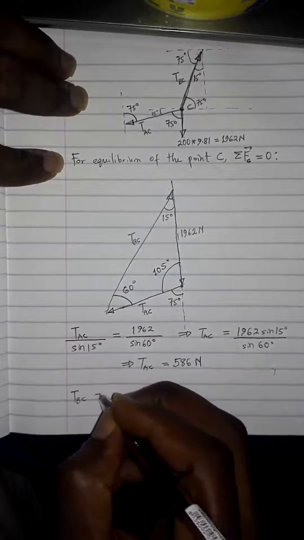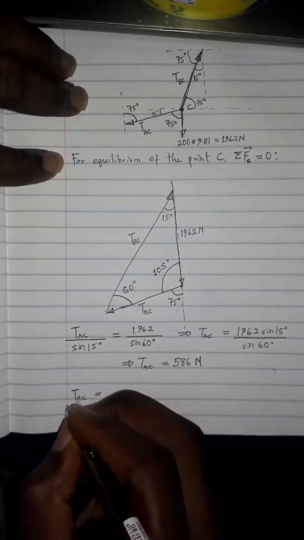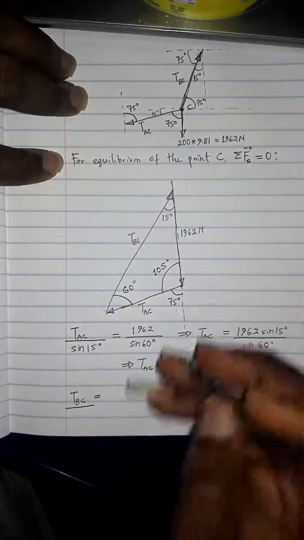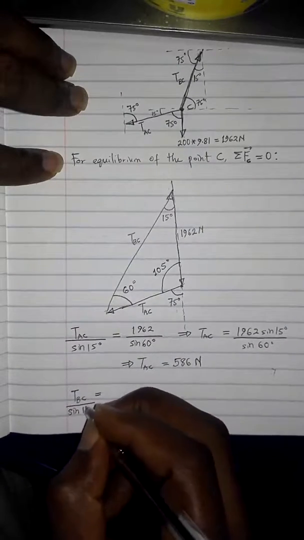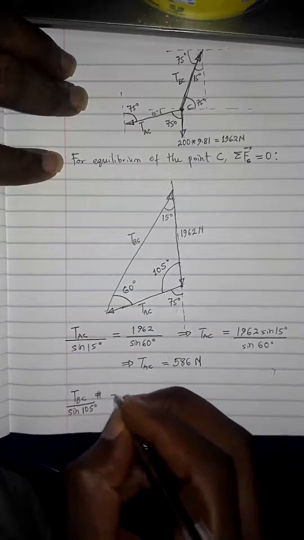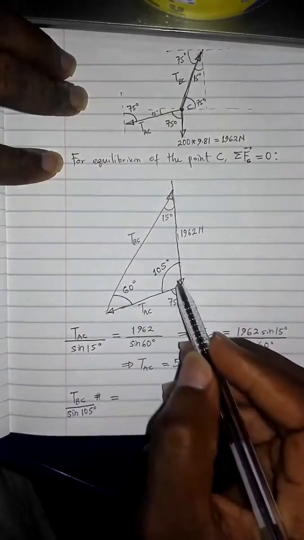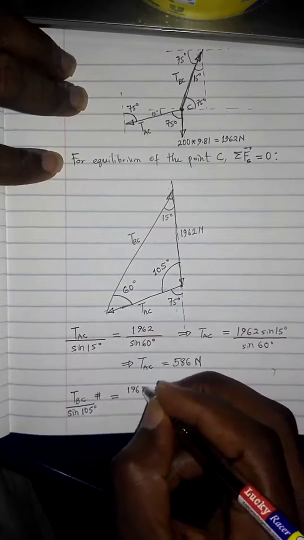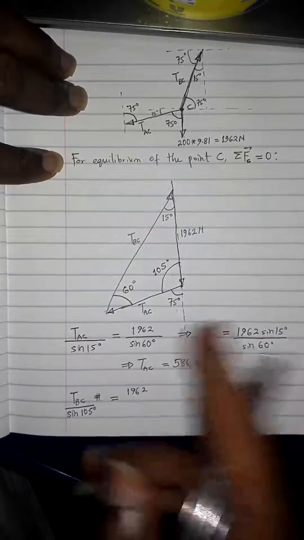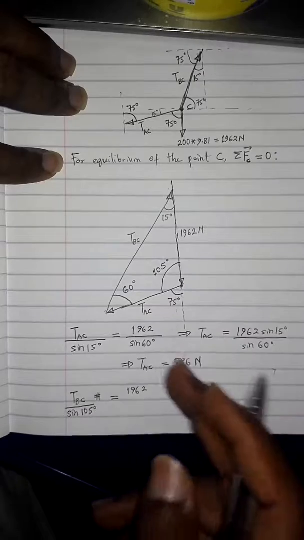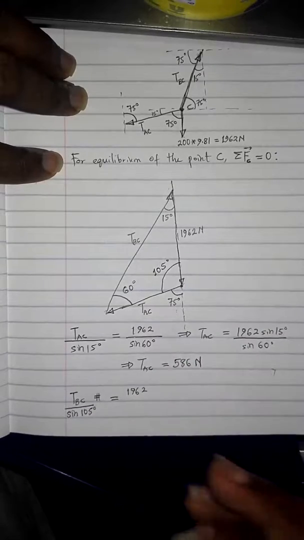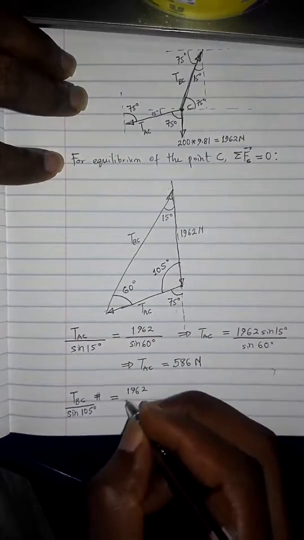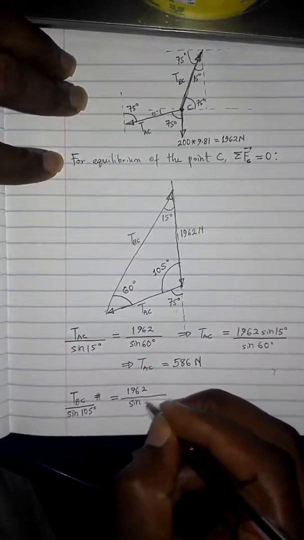So TBC is going to be by sine rule again. TBC over what's the angle opposite it? 105 degrees. So TBC over sine 105 is equal to 1962. I'm still using 1962. I don't want to use this one because I've done some approximation. It may not be significant when you put it, but the approximation error may affect this. It's good to just use this because no approximation has been done so far. So 1962 over sine 60 degrees.